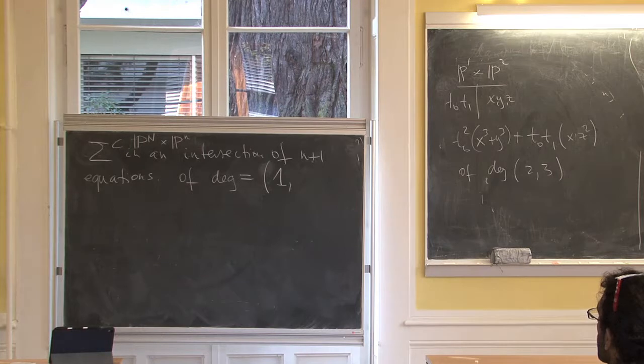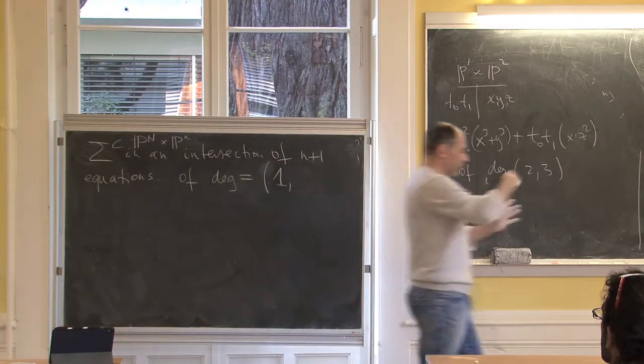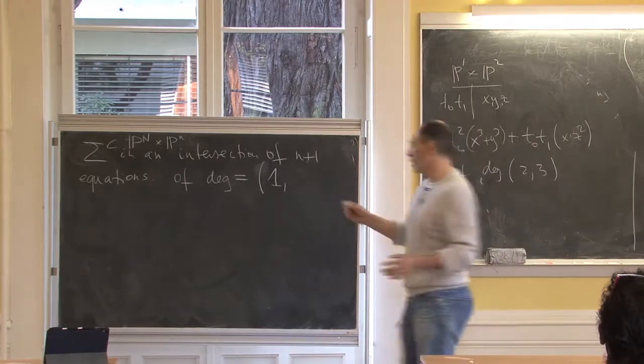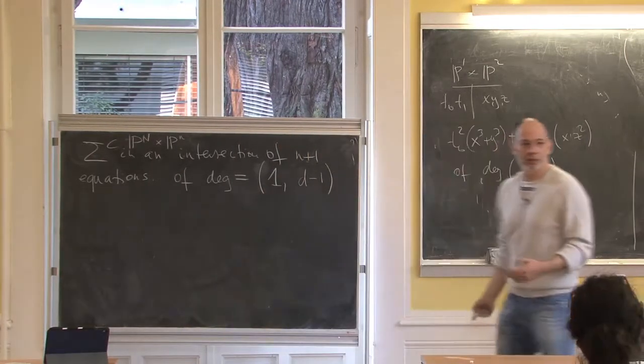D minus 1, right? It was capital F. It was a degree D polynomial, so the x's, y's, etc., had degree D, but when you do a partial derivative, the degree decreases by 1, and so you just get D minus 1. It's easy to check again. So you just write down those equations, and you will see that's precisely what you get.